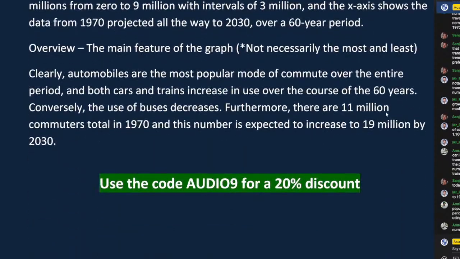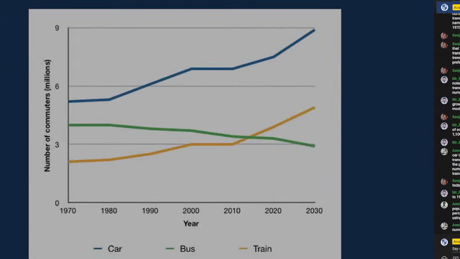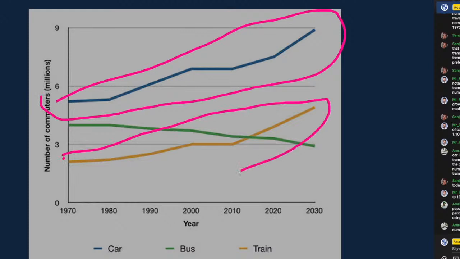Okay, and then my second point is that both cars and trains increase in use over the course of the 60 years. So I'm basically telling the reader that, hey, we've got an increase here and we've got an increase here. That's very clear for us. Okay. All right.